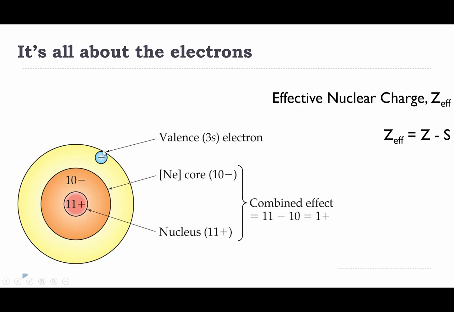We can think of this interaction as a kind of magnetic interaction. This is positively charged, this is negatively charged, and these two are pulling on each other. They're attracted to each other. For sodium, the attraction is between a plus 11 in the nucleus and a minus 1 out in the valence shell. So 11 attracted to 1 valence electron.